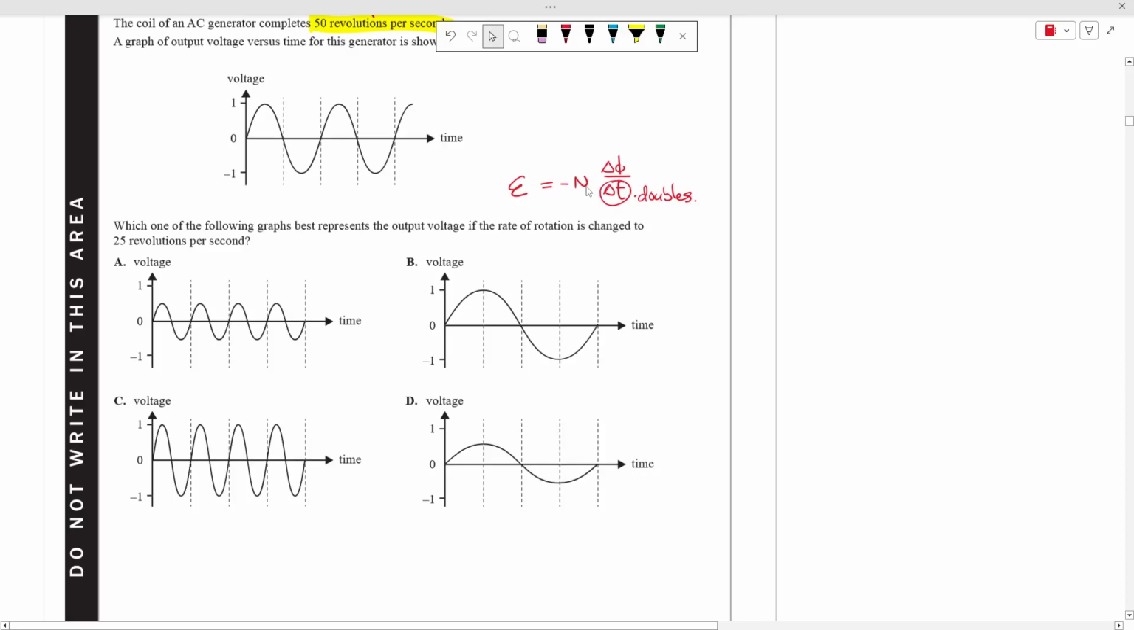Now, what also happens is we're changing the period. Obviously, we're doubling the period, which means it takes longer for a rotation to occur, and so compared to the original graph, everything's going to get stretched out by a factor of 2, which corresponds to option D. There you go.